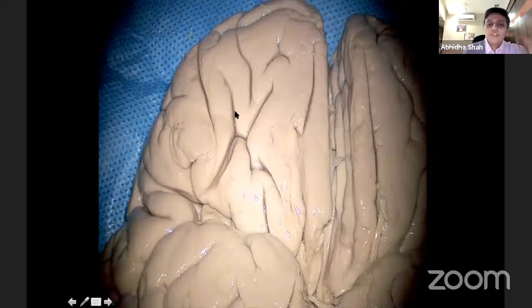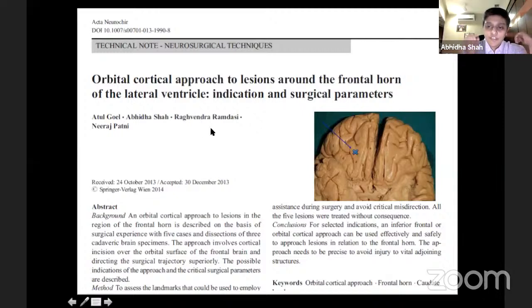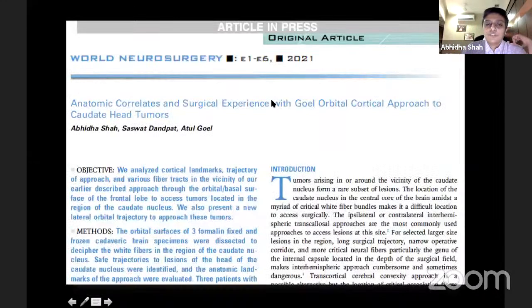This is the orbital surface of the frontal lobe, which is divided into parts by the cruciform sulcus of Rolando into the anterior, posterior, middle, and lateral orbital gyri. Why is this important? There are some cortical landmarks here which are very useful for deep-seated tumor resections. So earlier we had used this publication to approach lesions in the region of the frontal horn. This orbital cortical approach was devised by Professor Goel, and we reached lesions in the lateral aspect of the frontal horn.